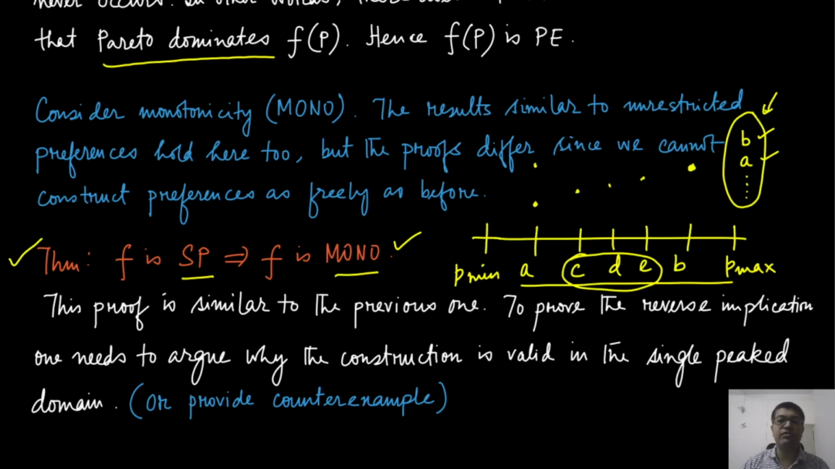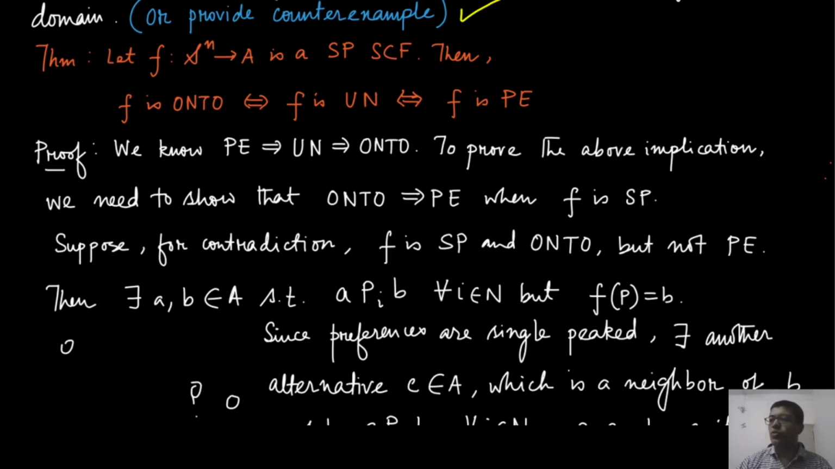You will have to carefully construct the preferences, or you can also provide a counter example. Maybe monotonicity does not imply strategy proofness in single peak domain. We have also seen this result in the context of the complete domain, that if we have a strategy proof social choice function, then these three statements are equivalent.